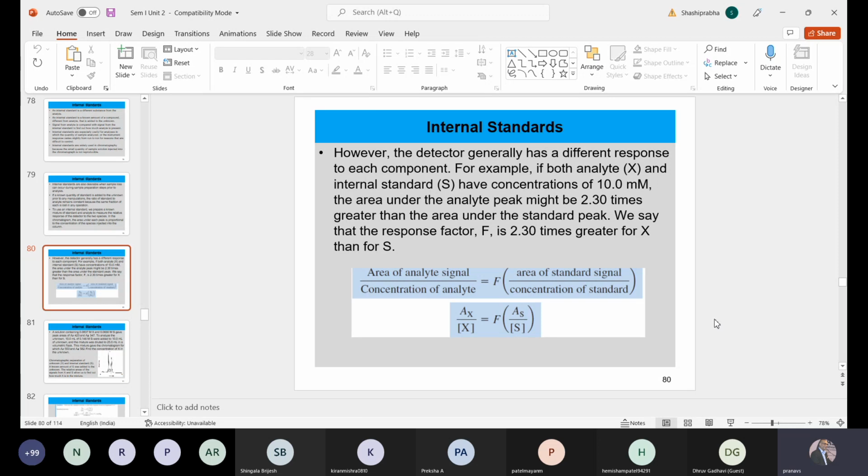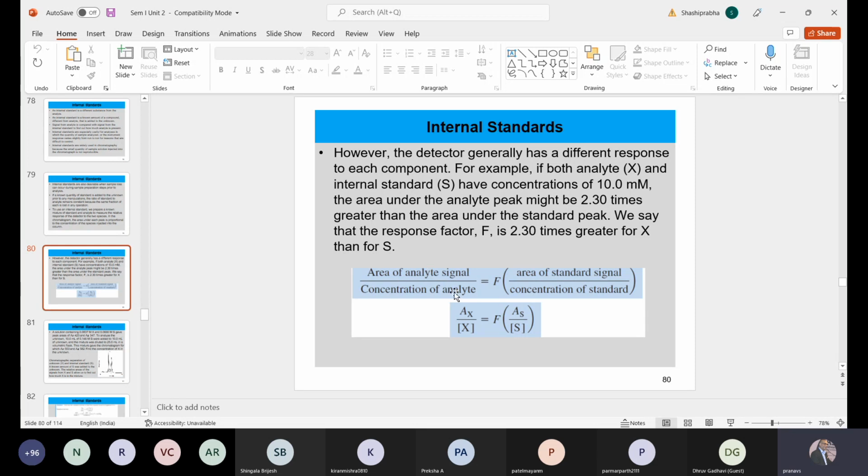One will track, the standard will track the movement of the unknown throughout the process, throughout the analysis, throughout sample processing and throughout measurements. And for this the first step is to find out what is the response factor, how different the response factor is. तो इसको निकालने का फॉर्मूला ये है, area of analyte signal and concentration of analyte.